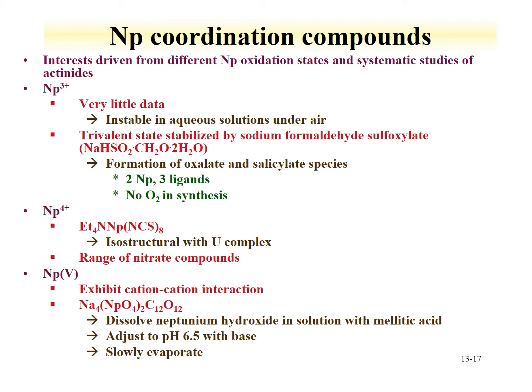An area of fundamental chemistry that involves neptunium is coordination chemistry. This interest is driven by the different oxidation states that neptunium has and the ability to perform systematic studies of the actinides. For neptunium-3 coordination compounds, there's very little data due to the instability in aqueous solutions under air. For neptunium-4, a few compounds have been formed, and they are found to be isostructural with the uranium-4 complex. Neptunium-5 is shown to undergo cation interactions.